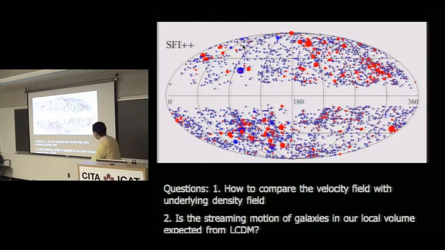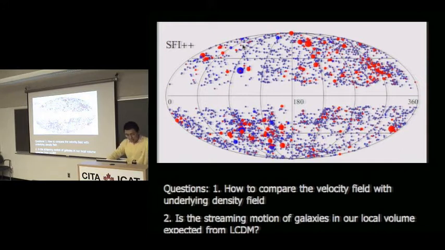This is the largest Tully-Fisher catalog we have available at the moment, the so-called spiral field I-band catalog, which gives you the peculiar velocity of the galaxies over the full sky, except for the galactic plane region. You can see that the red dot is a galaxy moving away from you, and the blue dot is moving towards you.